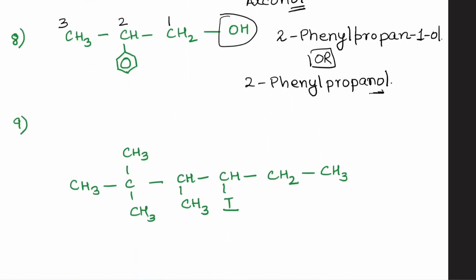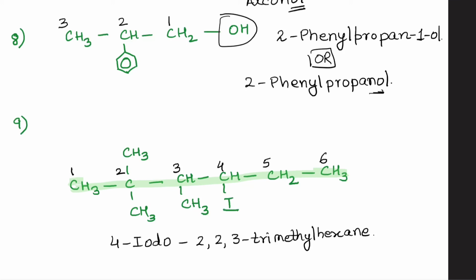Question number 9. Come on, try. See which one gets priority in your numbering. This is my longest chain. So do I start from the left hand side or right hand side? Are you going to treat iodo as a functional group? No, it's a substituent, right? Because we're going to name it as a prefix. So 1, 2, 3, 4, 5 and 6. Go ahead and name this compound.